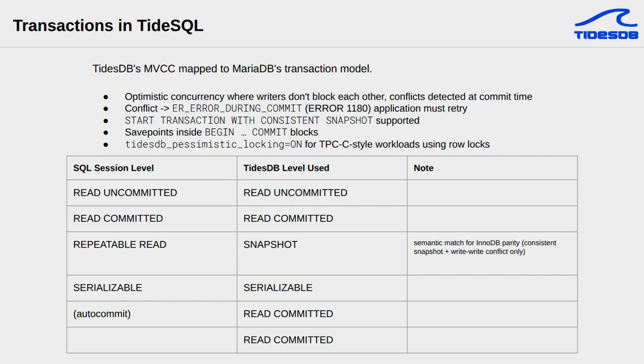By default, the plugin uses repeatable read like InnoDB. We try to match InnoDB's transaction semantics. So DDL operations like alter, create index, truncate, optimize all use read committed isolation.